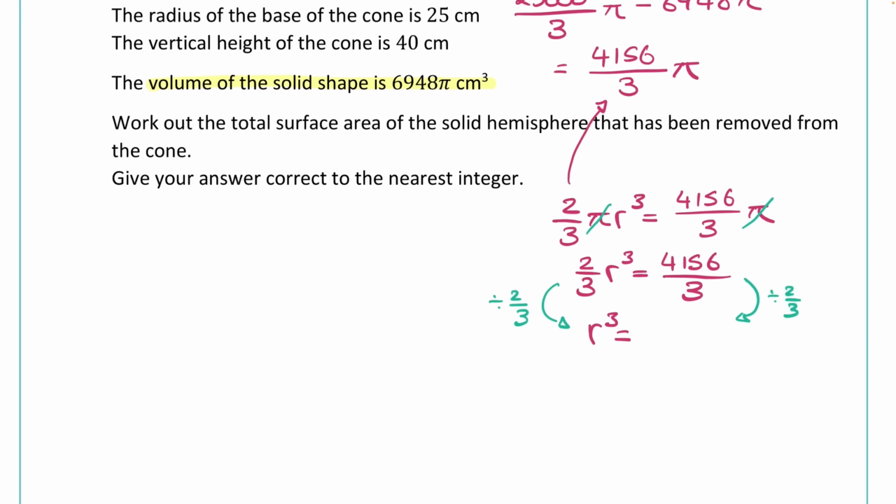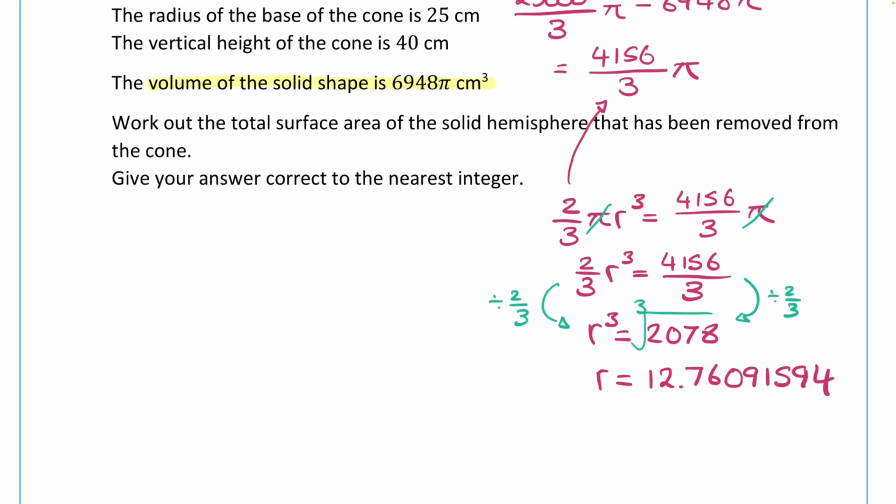So I've got 4156 over 3 divided by 2/3 on the calculator, and that comes out as 2078. I can now take the cube root of both of these sides, and that will give me the value of r, which is our only missing piece. So shift and then my square root of the answer, because when I press shift and square root I get my cube root, and I get r is equal to 12.76091594.